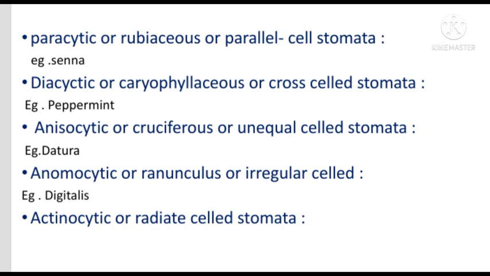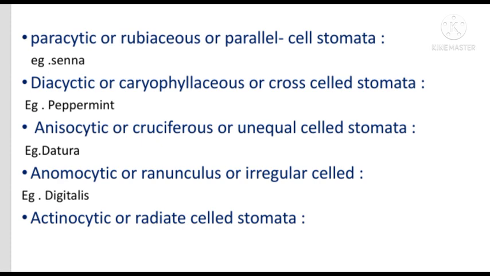Example is Senna. Diacytic or caryophyllaceous or cross cell stomata. In this stomata, the guard cells are covered by 2 subsidiary cells at a right angle to that of the stomata. Example is peppermint. Anisocytic or cruciferous or unequal cell stomata. In this stomata, the number of guard cells is 2 but covered by 3 subsidiary cells, and one is small in size compared with the other 2.